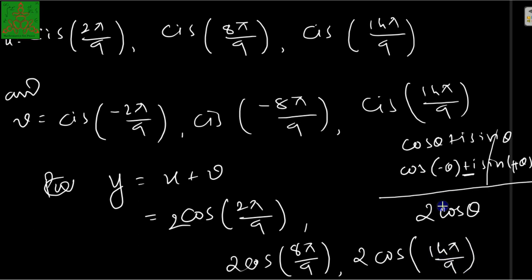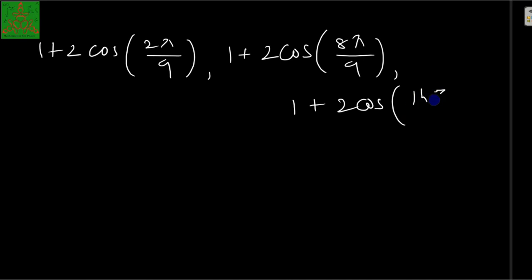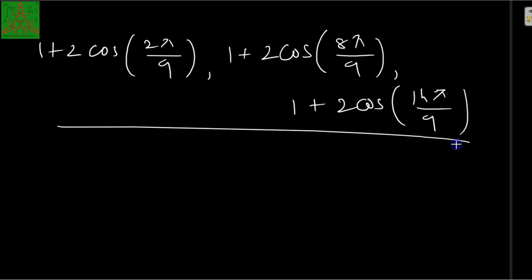And the original root is found by replacing x equal to 1 plus y. So hence the roots of the given equation are 1 plus 2 cos 2 pi by 9, 1 plus 2 cos 8 pi by 9 and 1 plus 2 cos 14 pi by 9, the roots of the given polynomial.